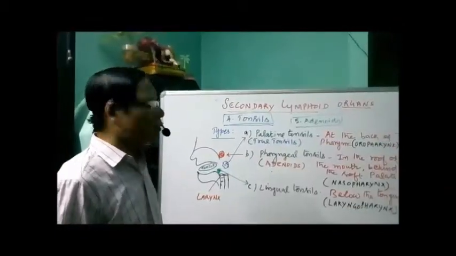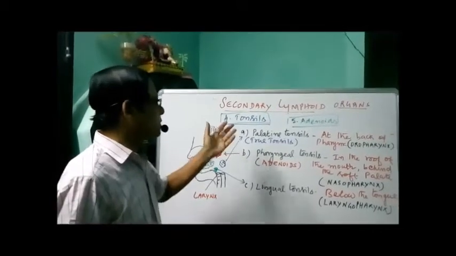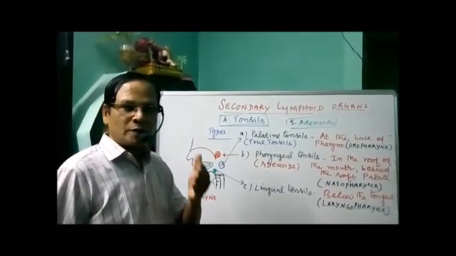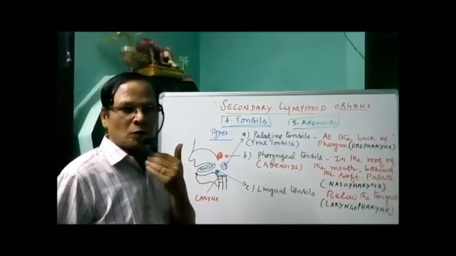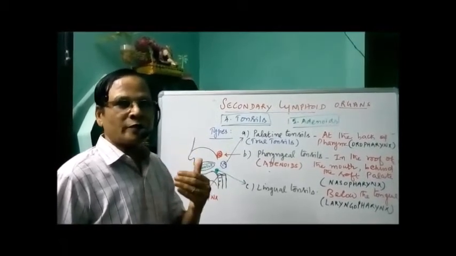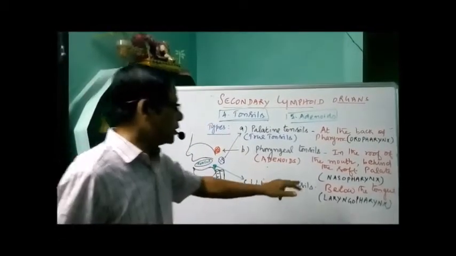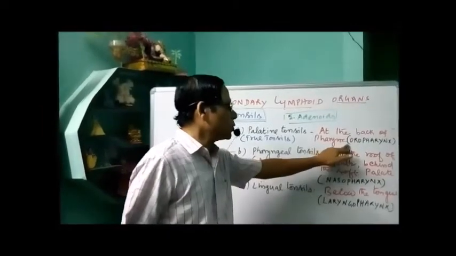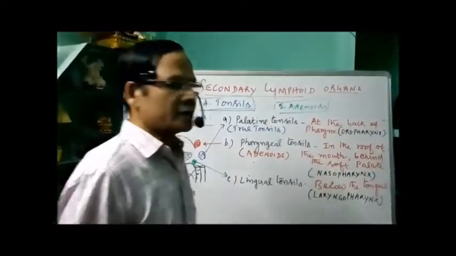The next one we have to discuss is the tonsils. Now if we take the pharyngeal region, or the throat or the pharynx, it is divided into the upper nasopharynx, then the oropharynx and then the laryngopharynx.